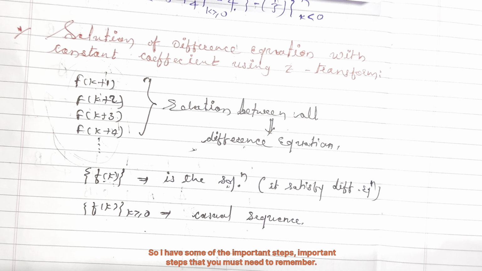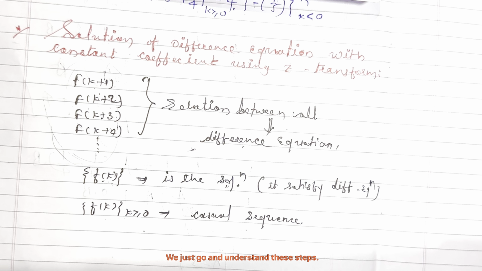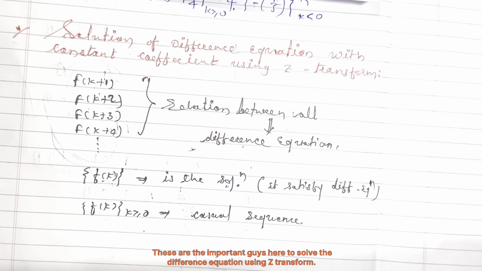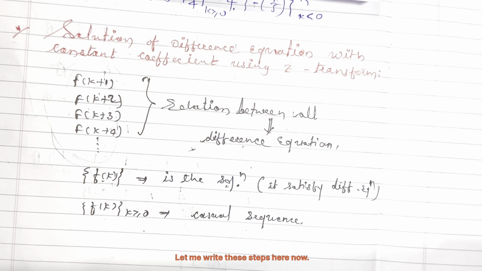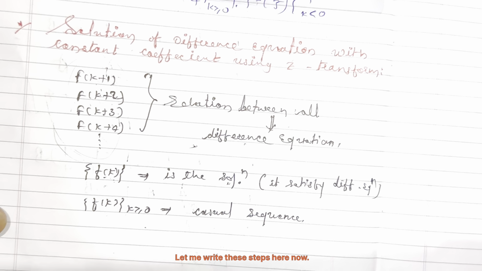So I have some important steps that you must remember. These steps have some proof behind them, but we are not going into that; we just understand the steps. Let's go for the steps that I'm going to write here. These are the important steps to solve the difference equation using Z transform. Way easier and way important.